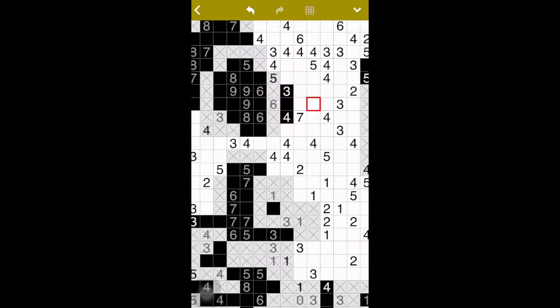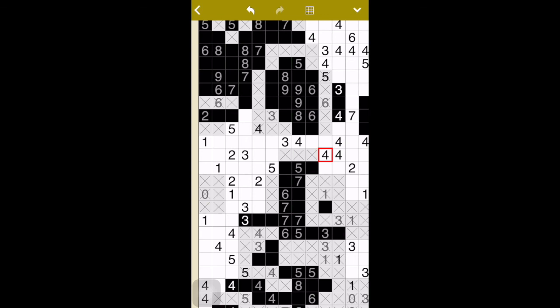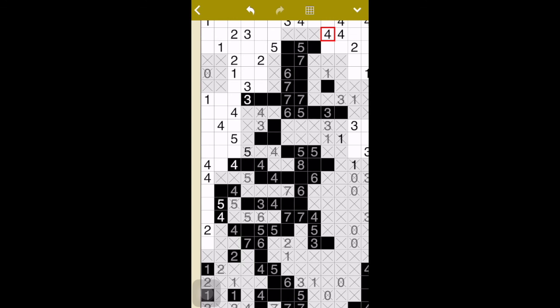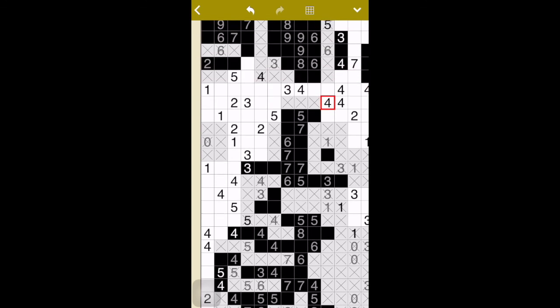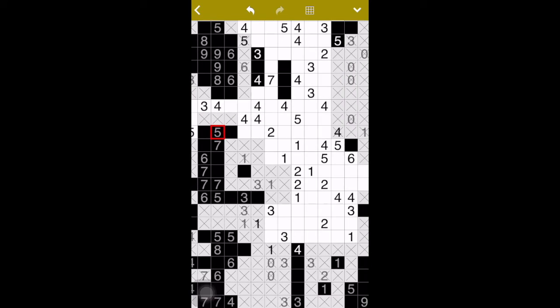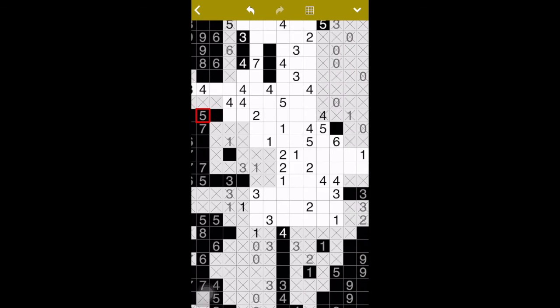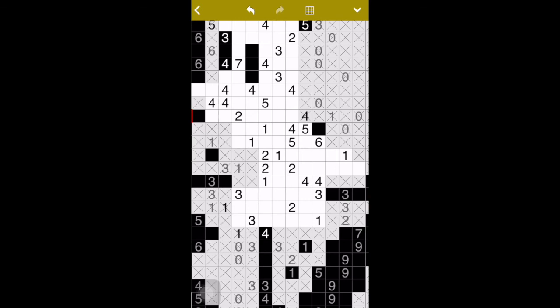7 and 4, right? Difference of 3. Okay, I think I'm going to have to come back to this area here. I don't see too many. Maybe it's just me. Maybe I can't find it for now, but it's okay.